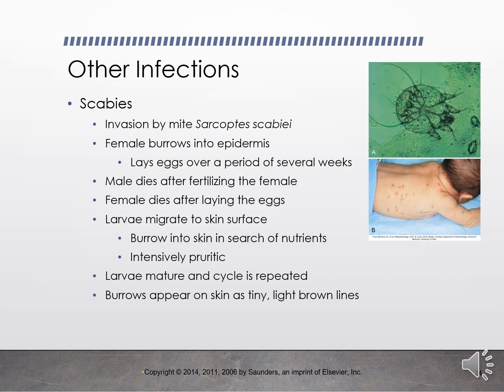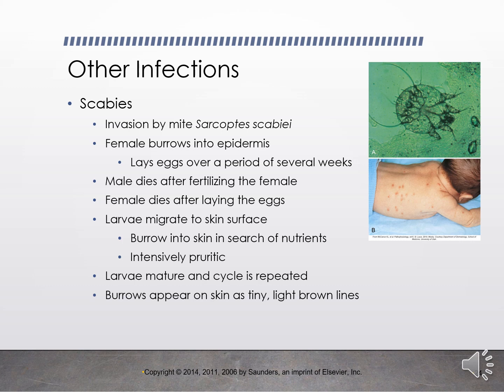Then we have scabies. So scabies is an invasion of the scabies mite. The female burrows into the epidermis and lays eggs over a period of several weeks. The male dies after fertilizing the female, and the female dies after she lays her eggs. The larvae emerge from the eggs and migrate to the skin's surface and then burrow into the skin in search of nutrients. The larvae mature into adults, and then that cycle is repeated.